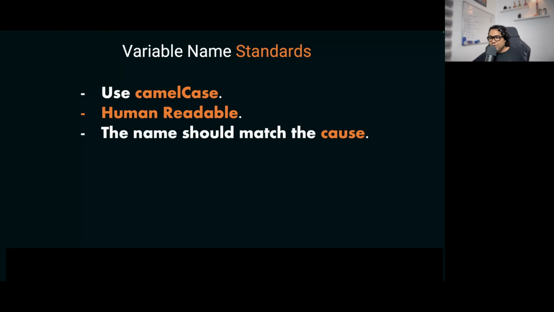And the third rule, which I think is very, very important and not many people speak about it, is that your name should match your use case, what you are doing. Be it a variable name or a function name. When you learn functions, we'll also learn that we have to give a name to a function. For any such thing, make sure that it relates to the use case. For example, if you are dealing with salary, you will name it salary.